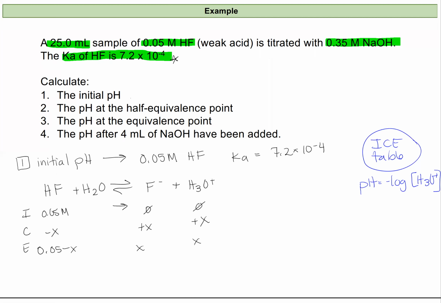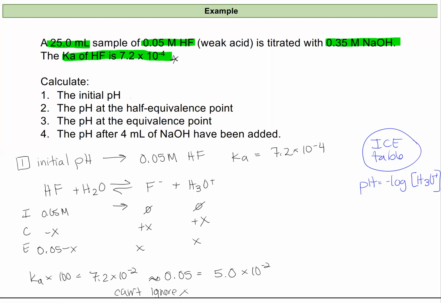So looking at our Ka value right now, if I multiply that by 100, it'll be 7.2 times 10 to the negative 2. And if I compare that to my initial concentration of 0.05, which I can rewrite as 5.0 times 10 to the negative 2, I see that these are similar enough that I can't ignore X in my reactant equilibrium concentration. So as I set this up, that means I'll probably be using a quadratic equation.